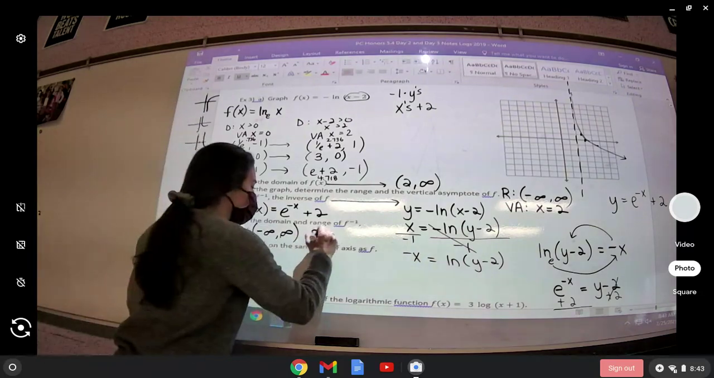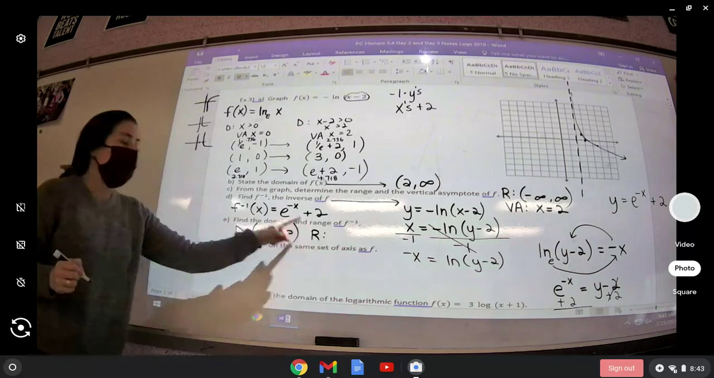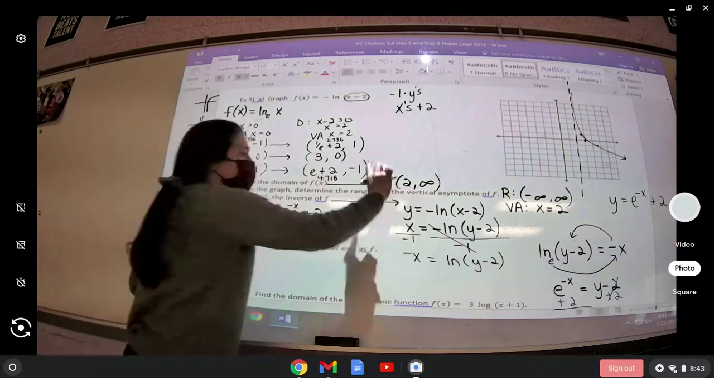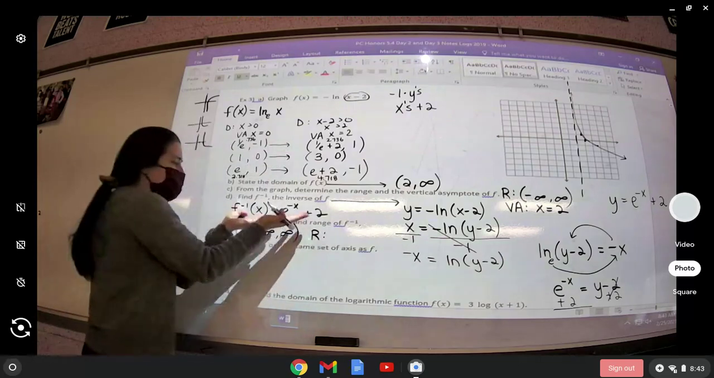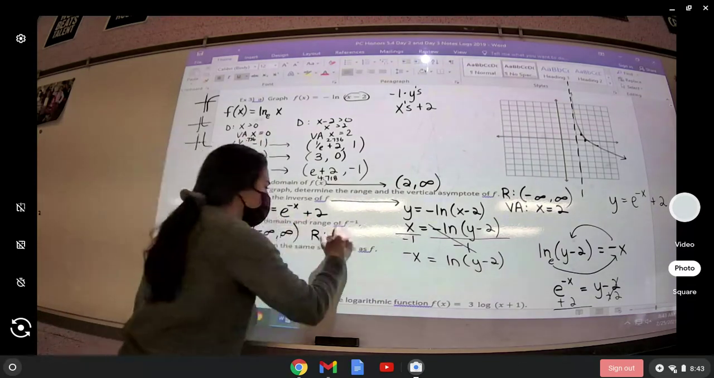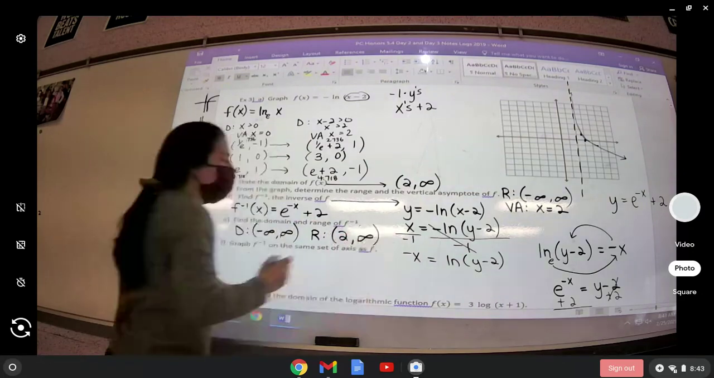The range of this inverse is the domain of the original function. We said the domain was 2 to infinity. Think about it. This natural log just got shifted up 2 units. So he's going to have a range from 2 to infinity.